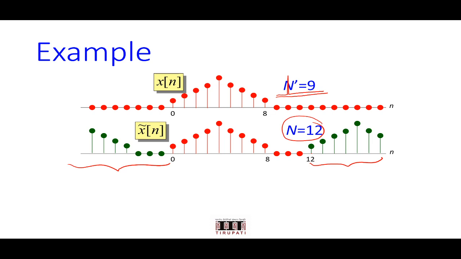If you look within the range of 0 to 8, with N prime being 9, the signal would remain the same. As long as your capital N is greater than or equal to N prime, within the range of 0 to N prime minus 1, your signal would remain intact.